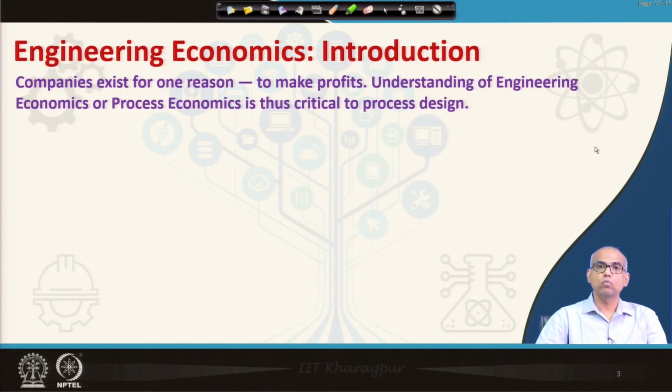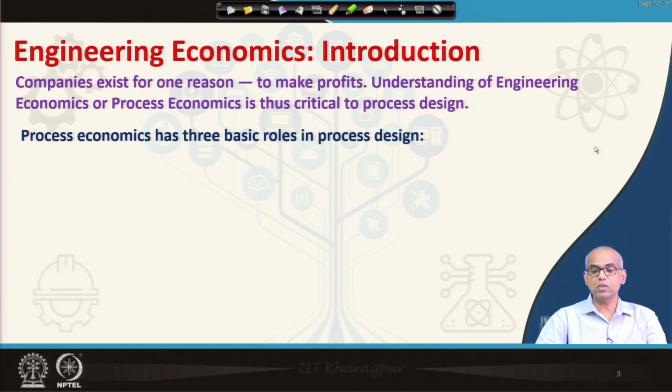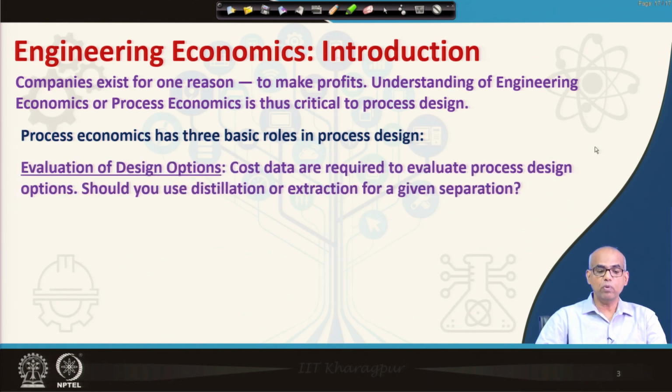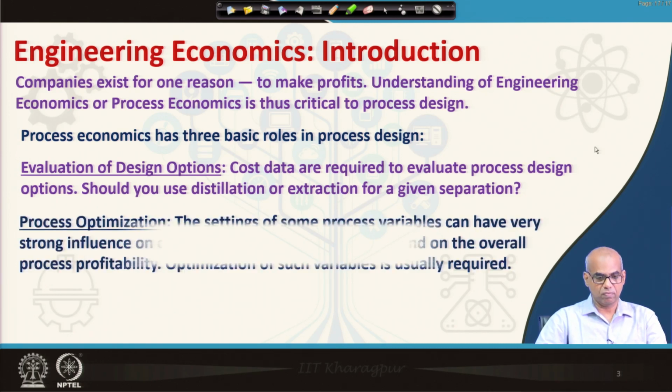Companies exist for one reason, and that is to make profits. So, understanding of engineering economics or process economics is critical to process design. Process economics has 3 basic roles in process design: evaluation of design options, cost data required to evaluate process design options. For example, for a particular separation, should you use distillation or should you use extraction? You definitely need cost data before you come to a definitive answer.